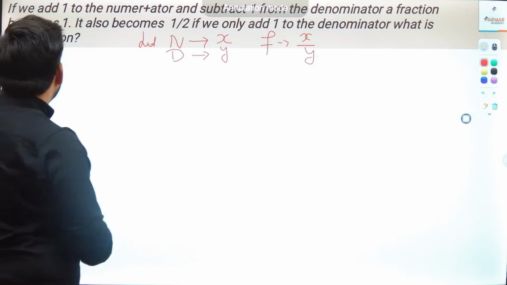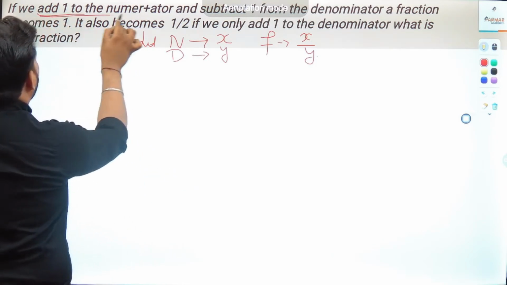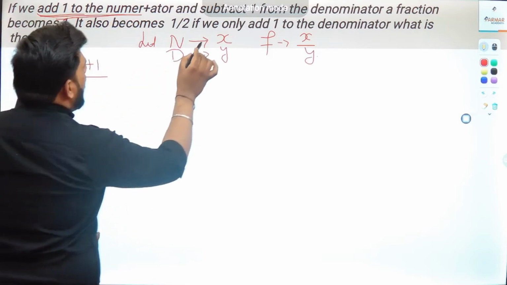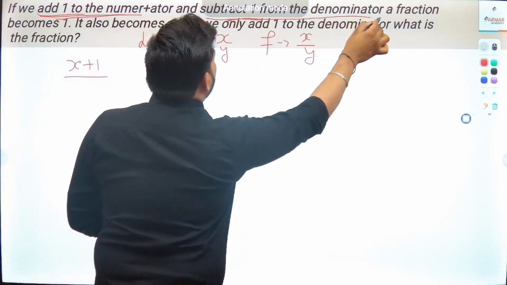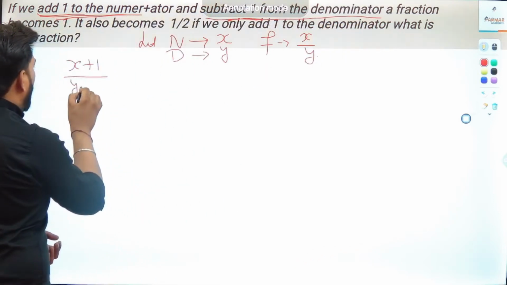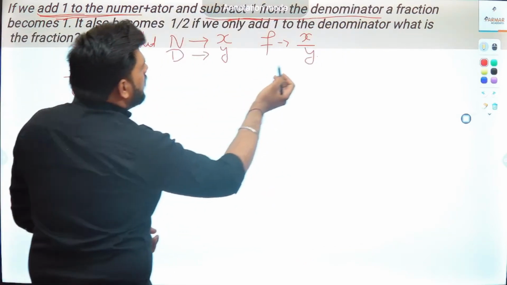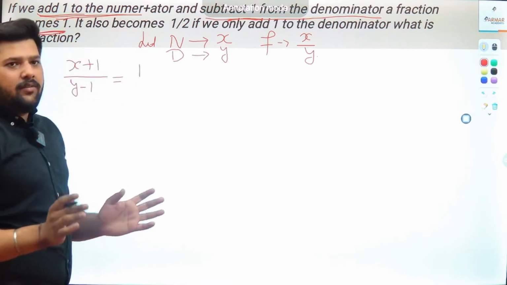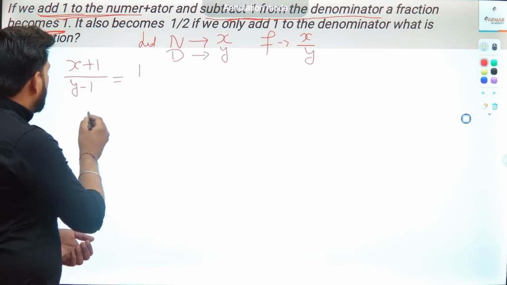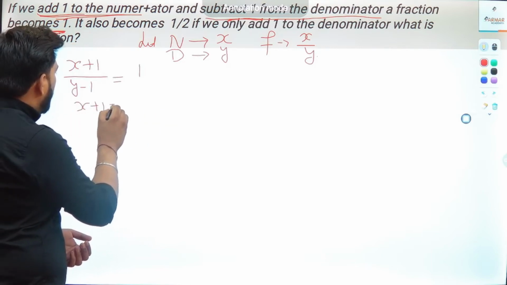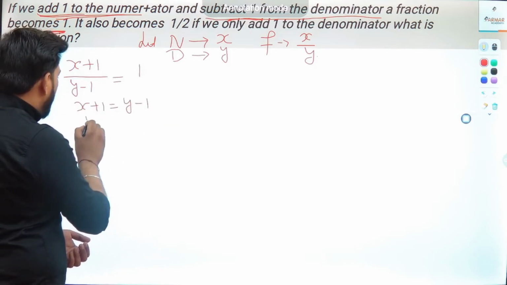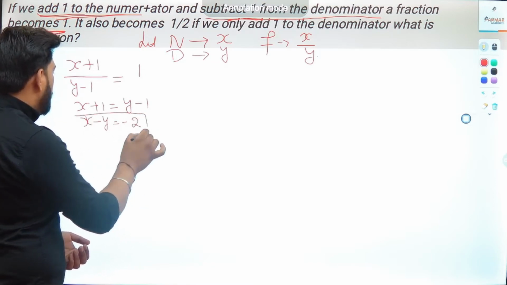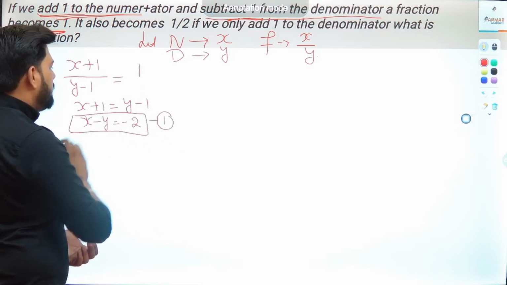Now what is the first condition? If we add 1 to the numerator and subtract 1 from the denominator, the fraction becomes 1. This is the first condition. So just cross multiplying, x plus 1 is equal to y minus 1, that is x minus y is equal to minus 2. This is our first equation.